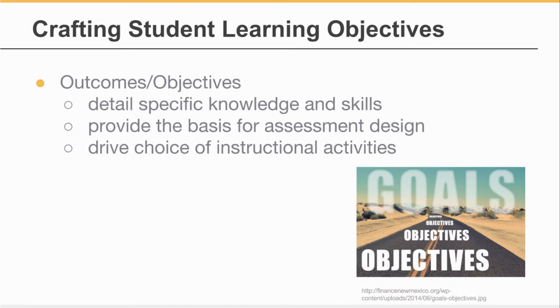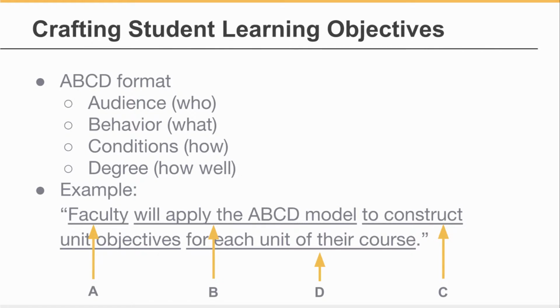Now, outcomes or objectives, these are detailed descriptions of the specific knowledge and skills that students should accomplish by the end of a course or the end of a unit of instruction. Objectives are very important because they provide the basis for designing assessments, and they should drive your choice of instructional activities. There are a few different formats that can be used to write learning objectives, but one easy-to-remember technique involves the A-B-C-D structure.